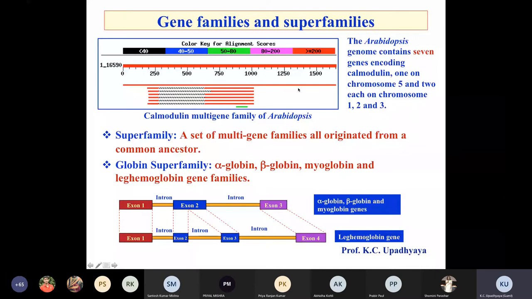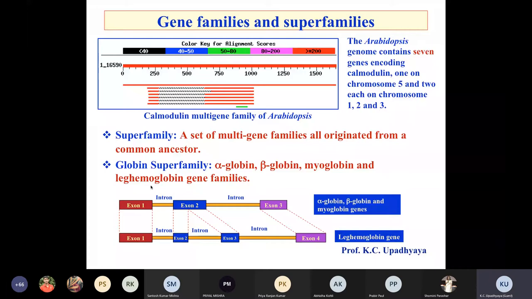What is a supergene family? A supergene family is a set of multi-gene families all originated from a common ancestor. Let us define what we call the globin superfamily. You have alpha globin, you have beta globin, you have myoglobin in the animal system, and then you have leghemoglobin in legumes in the plants. All of them have a certain similarity. The positions of introns are conserved in these, except leghemoglobin has one exon split by another intron, but these positions are conserved. And then we say that these possibly have been derived from a single progenitor gene. So all originated from a common ancestor, but they diverged and they have different functions now, different gene families. You have alpha globin family, beta globin family, myoglobin family, leghemoglobin family. All are families, but a certain common ancestor exists, and that's what we call a superfamily.